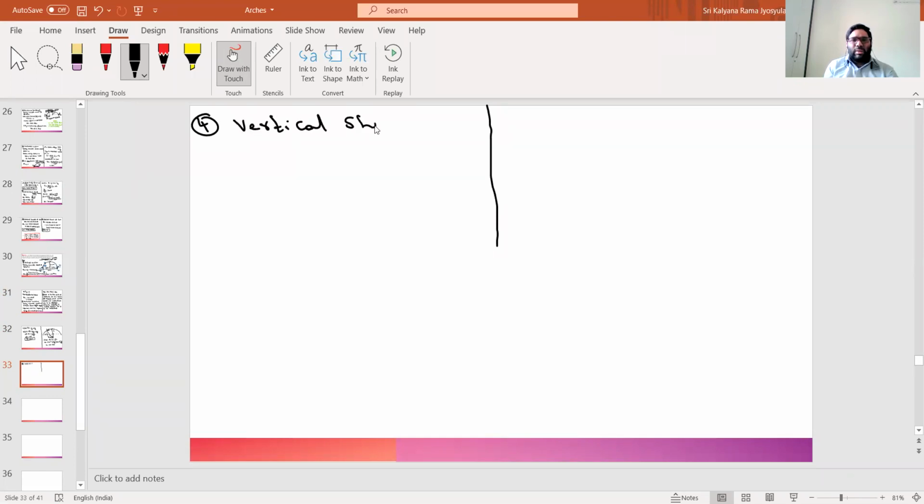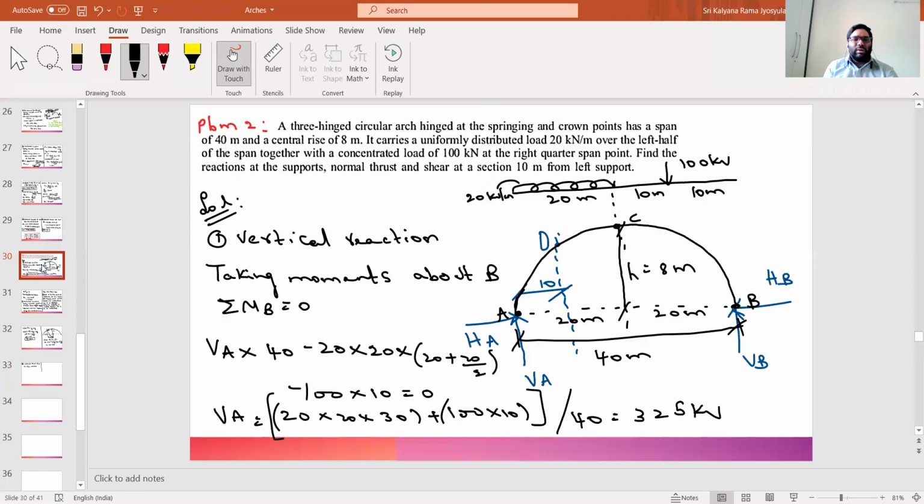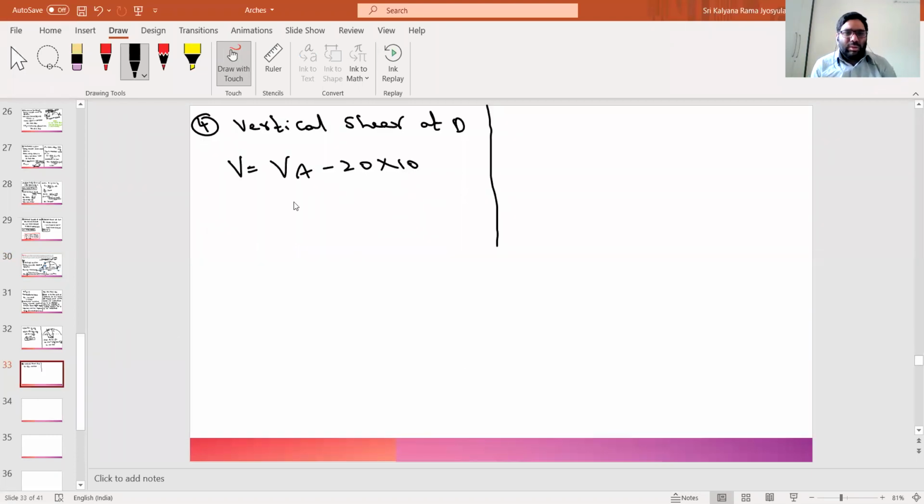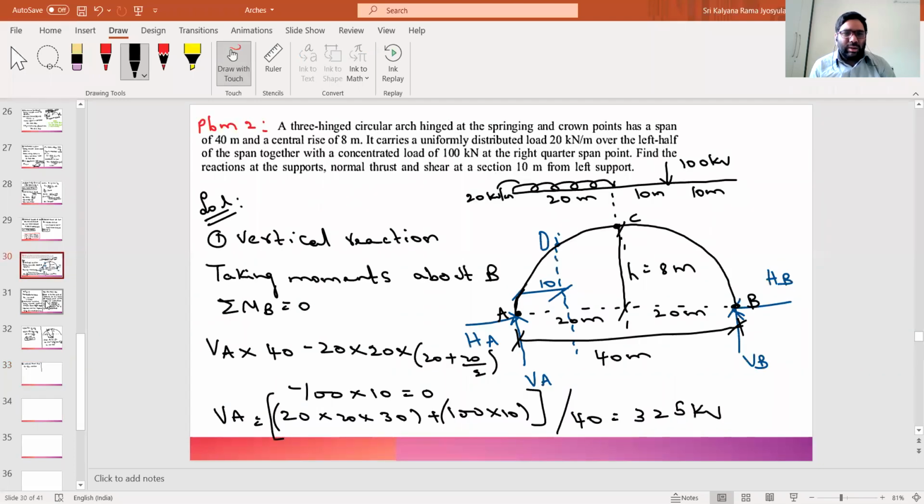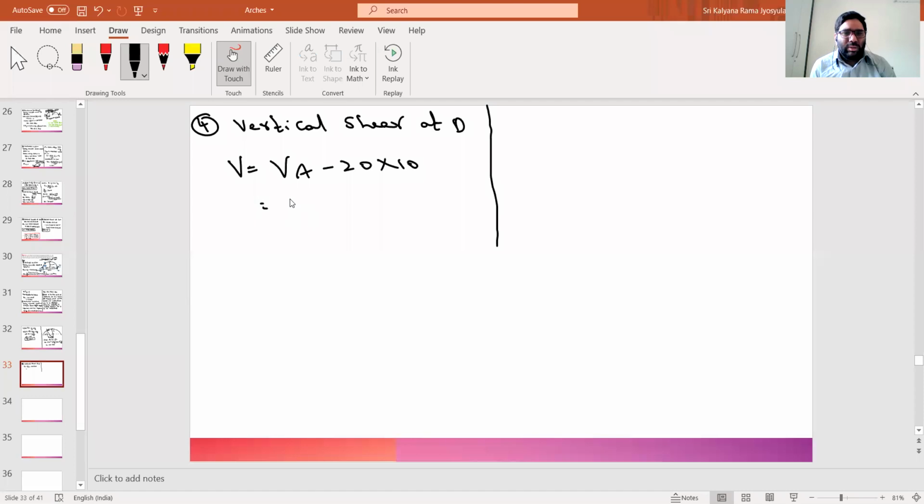Vertical shear at D. Vertical shear at D is given by V is equal to VA minus 20 into 10, the UDL. Correct, right? See here, at this point vertical is equal to upward minus downward. So upward is VA, downward is 20 into distance, which is 10 meters. VA is 325. So 325 minus 200, so V at D is equal to 125 kilonewton.